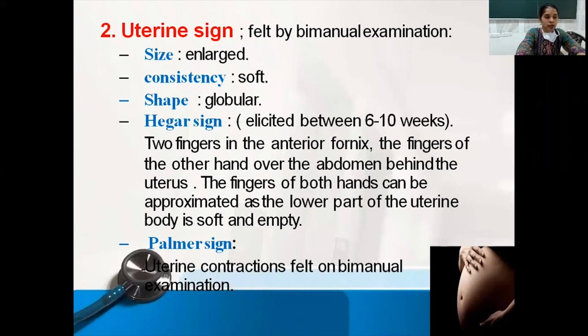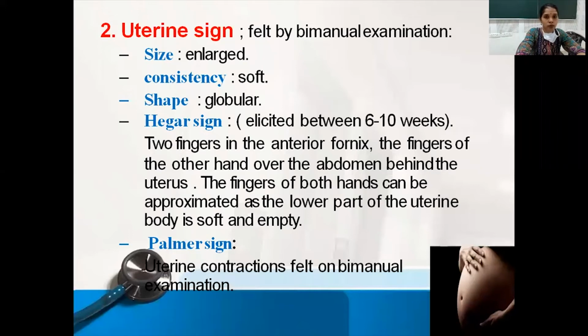On bimanual examination, the uterus is enlarged, soft, and globular, and there is Hegar's sign. That is, if we keep two fingers in the anterior fornix and the fingers of the other hand over the abdomen behind the uterus, the fingers of both hands can be approximated, as the lower part of the uterine body is soft and empty. This is called Hegar's sign.